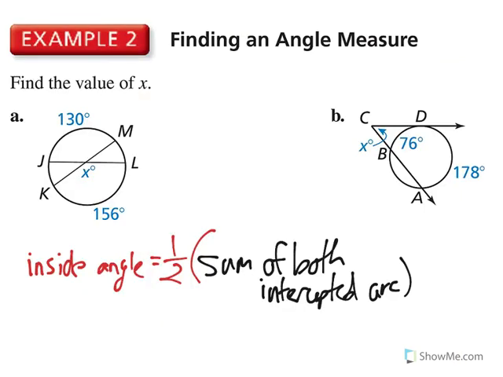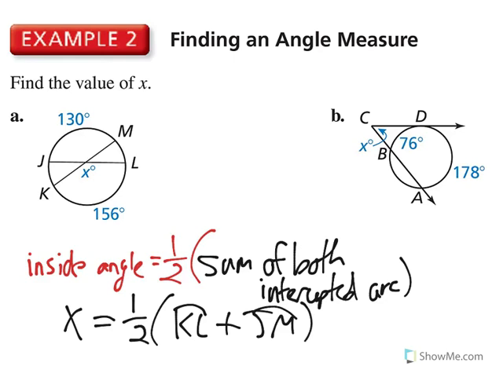So on this one, the angle I'm trying to find is termed as x. The arc that it intercepts is KL, and the arc that the vertical angle intercepts is JM. If I plug those in, I'm just going to erase here to put them in the same step, I can just put in their numbers, the 156 plus the 130.